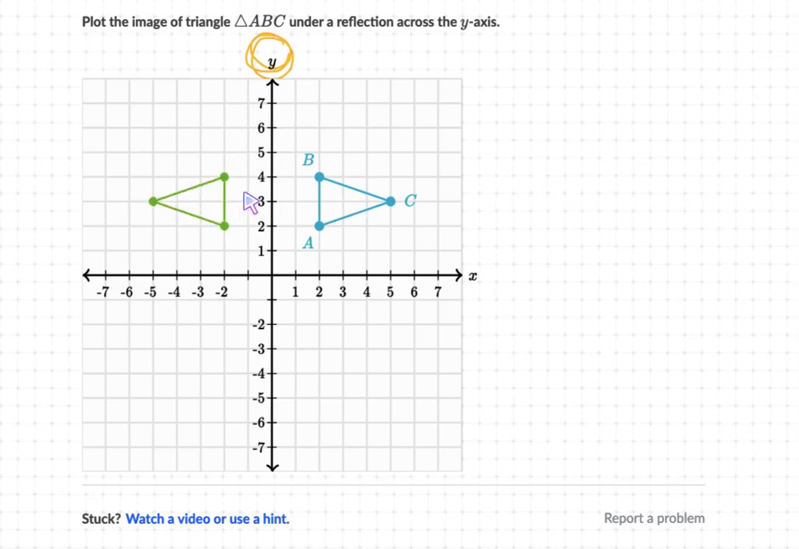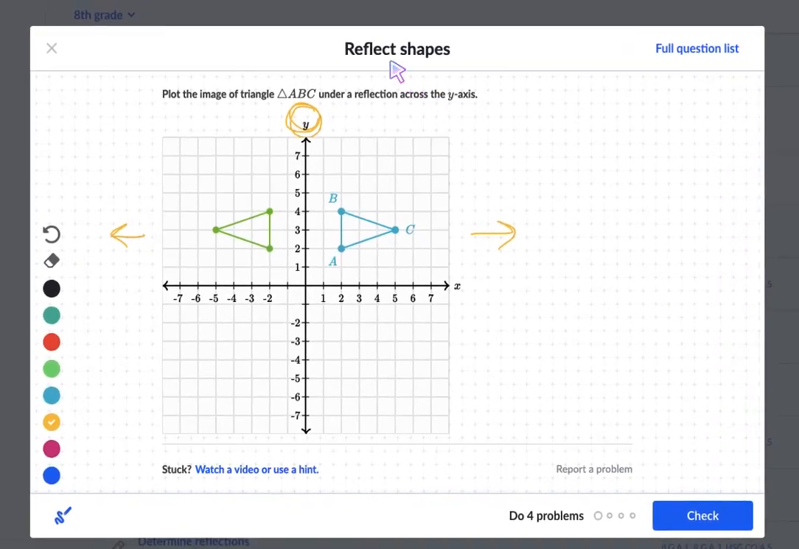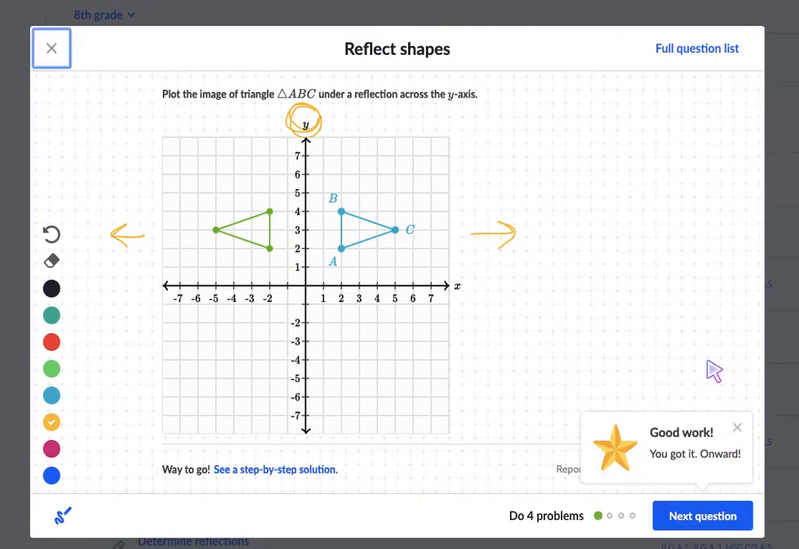And if you notice, the orientation has flipped. Instead of this pointy end pointing to the right, it is now pointed to the left. And it is across the y-axis. Okay, so each individual point on that figure should be the same amount of spaces away from your line of reflection, just on the opposite side.